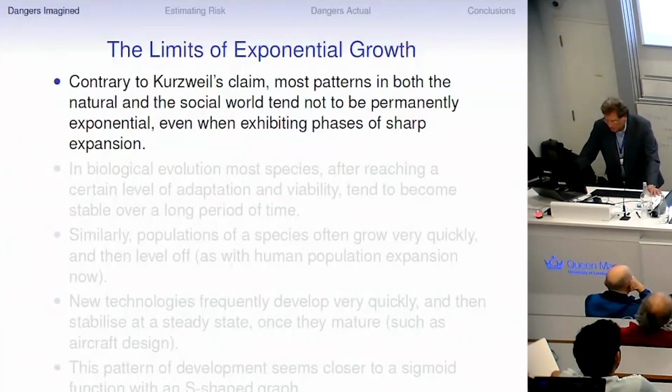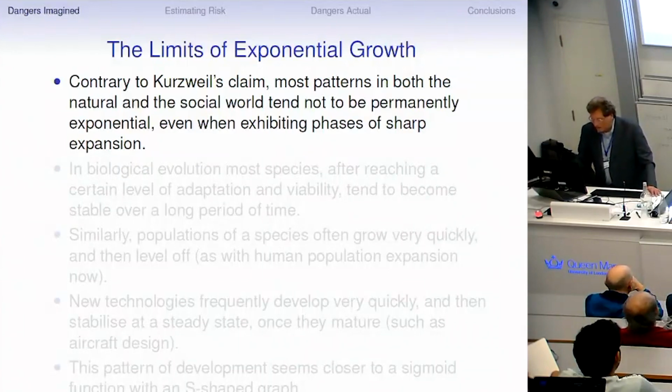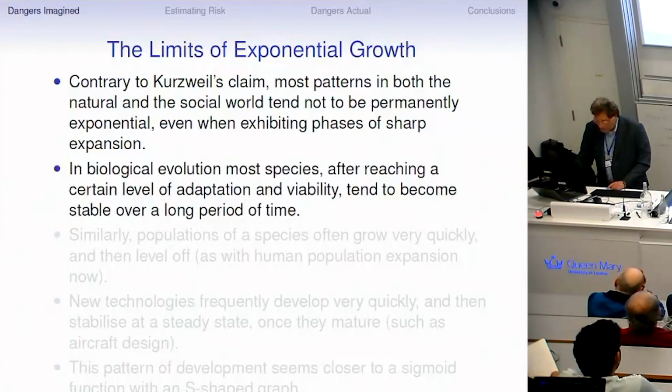The fact is, however, if you look closely at Kurzweil's claim, most patterns in both the natural and the social order are not actually permanently exponential. This is illusory. If you look at a certain period, you get an exponential growth, but over a longer period of time, it tends not to hold. So even though there might be a very sharp burst of expansion in biological systems or in technological and social systems, it doesn't generally last.